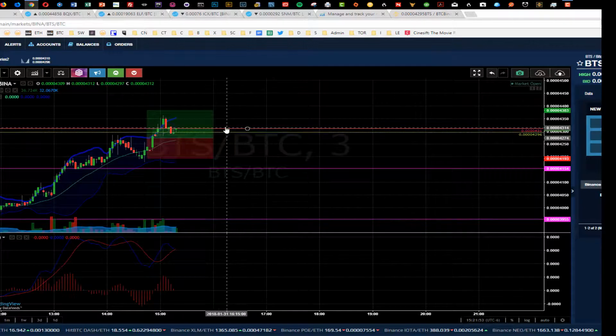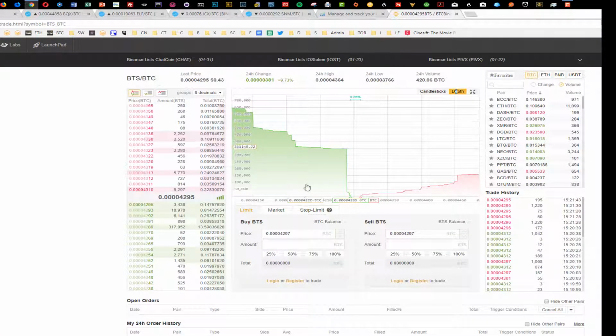It hasn't moved for a while here, so there's a battle going on at this price, as is obvious. There's a huge buy wall sitting there, and they're really trying to push the price action up.